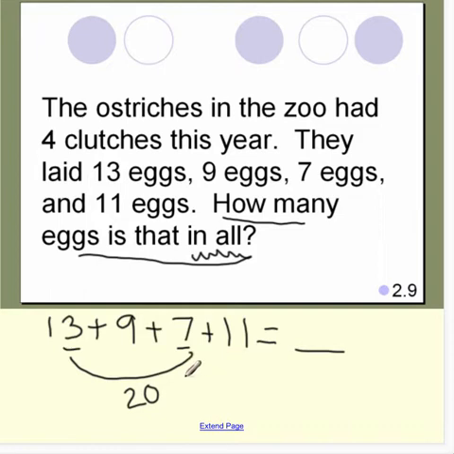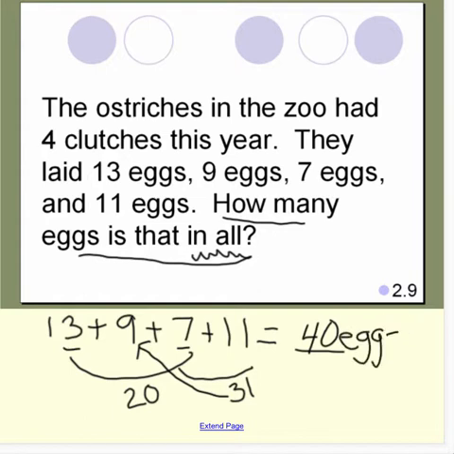So now I'm up to, you always kind of want to write down your work somewhere. So I'm up to 31. I'm going to write that here. The last thing I have to do is go back and add in 9 more. 31 plus 9 gives me a final answer of 40. And I want to remember to label it. 40 what? This is 40 eggs. And that is the answer to this story problem.